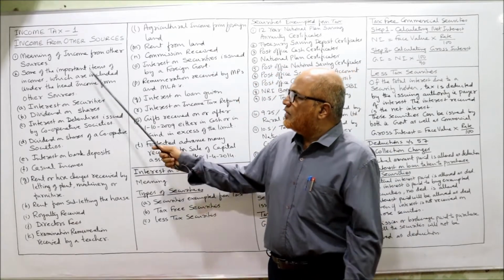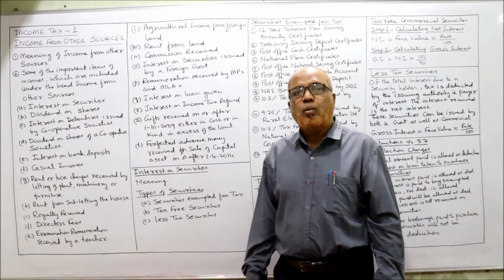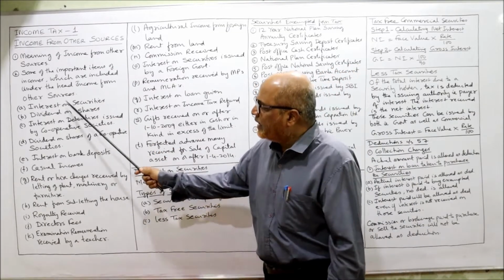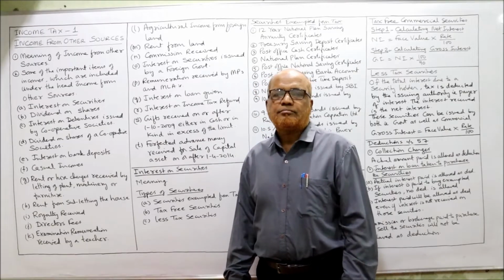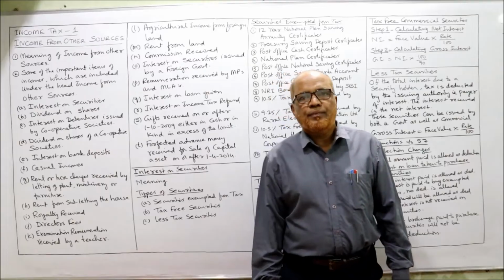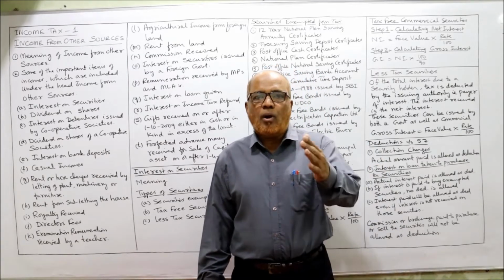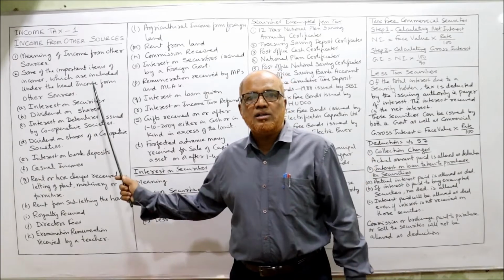Now see, some of the important items which are included under the head income from other sources. What are the examples of items? First one, interest on securities. Securities means the bonds issued by government or debentures issued by companies. The bonds and debentures are called securities.